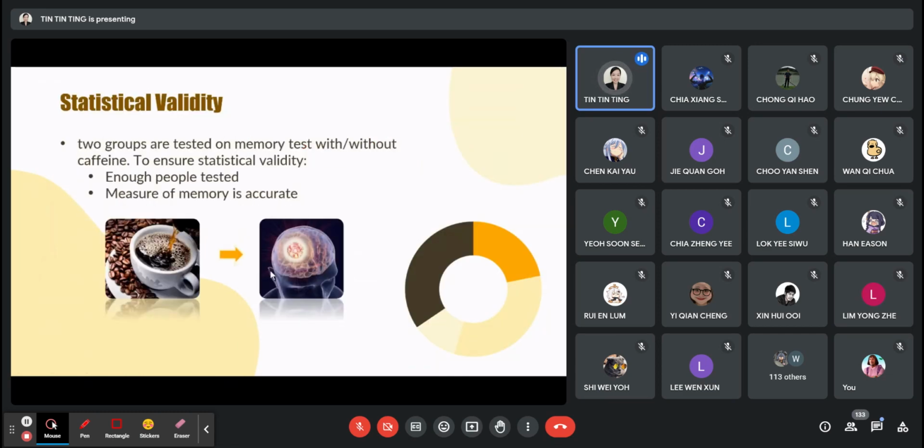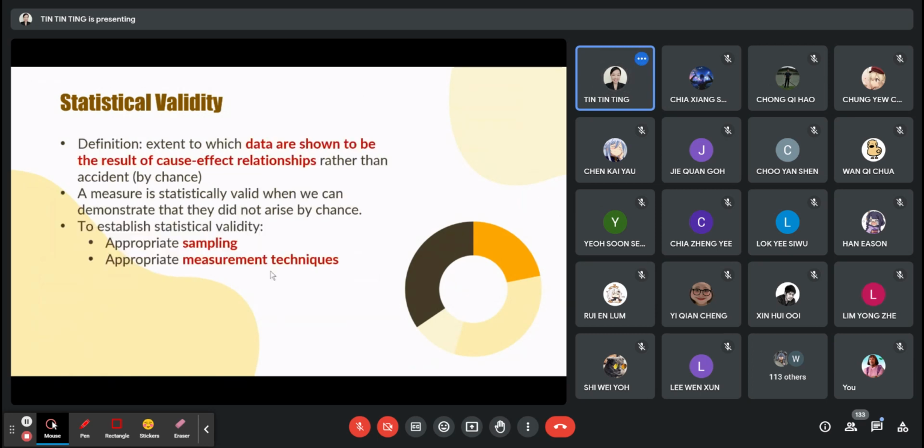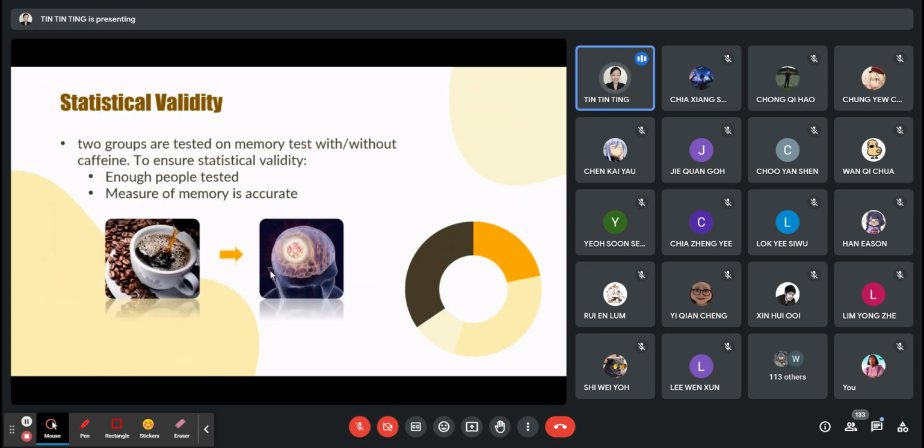Let's take a look at one example. Two groups are tested on a memory test with or without caffeine. To ensure statistical validity, you must get enough people to test it. Okay, the sample. And then the measure of memory must be accurate.